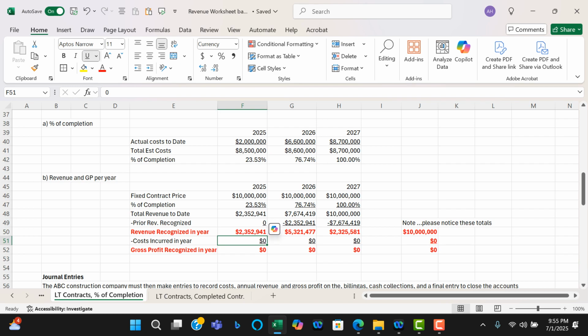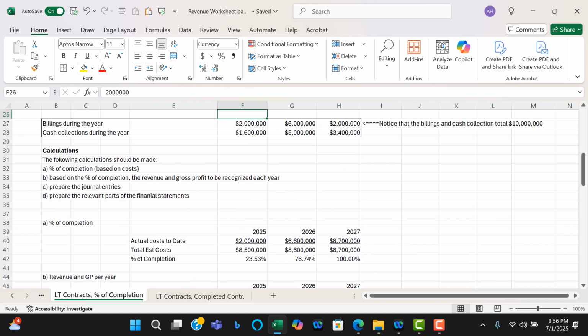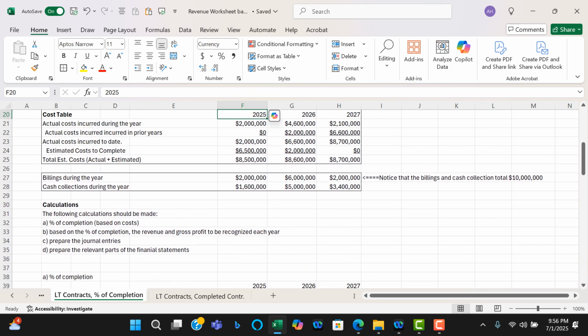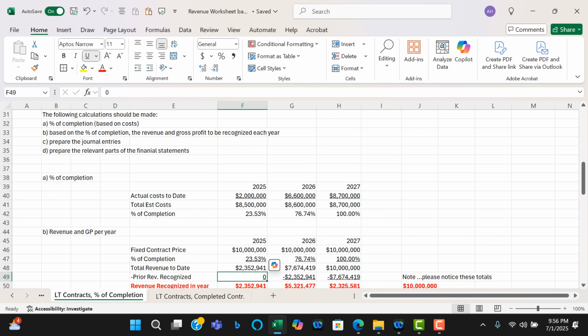Going up here, let's see, get the table. It's probably easier to do it here. It's going to be these numbers here. So these are actual costs, and in a sense, we're mixing an estimate of revenue with actual costs.